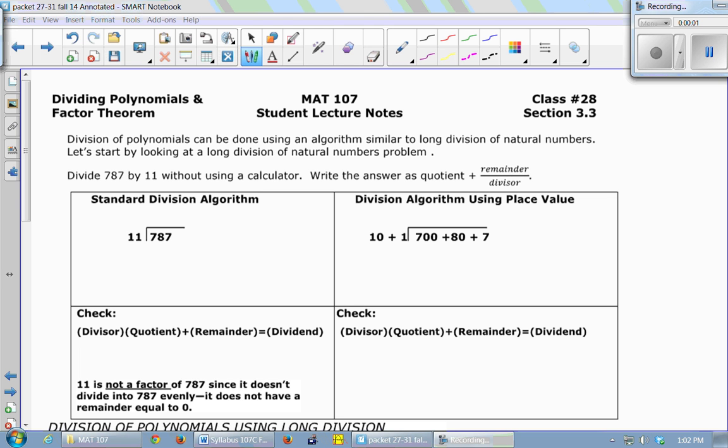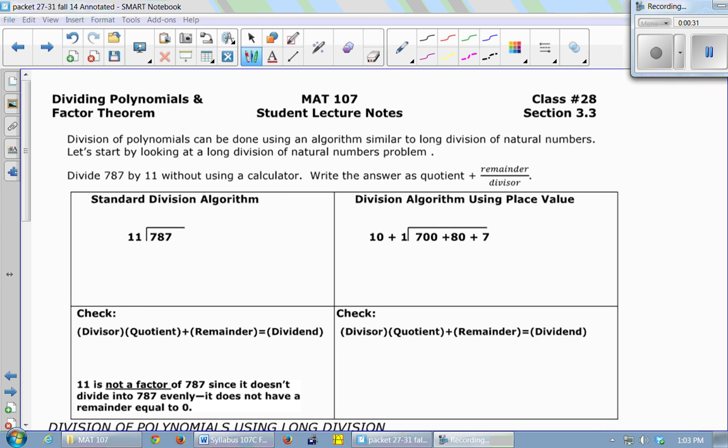Okay, so we're going to be dividing polynomials today, and it can be done using an algorithm that's similar to long division of natural numbers. So we're going to start by looking at a long division problem. You've got to go back to, I don't know, 4th or 5th grade and try to remember how to do division. And I'll remind you, and division of polynomials is going to be really, really similar.